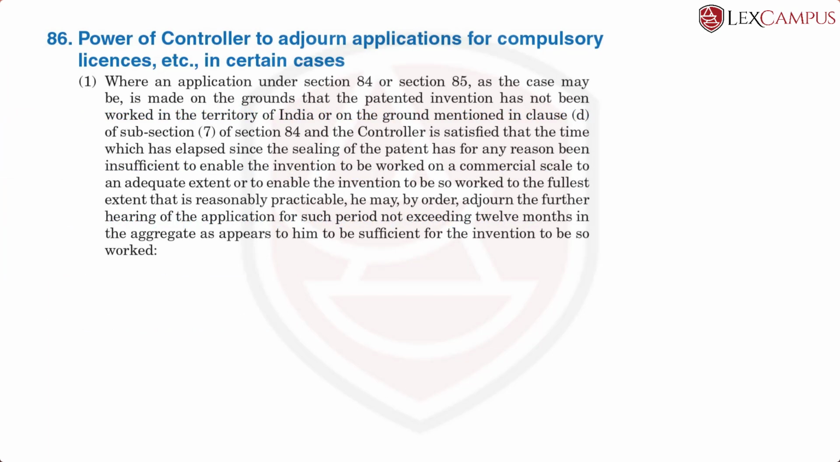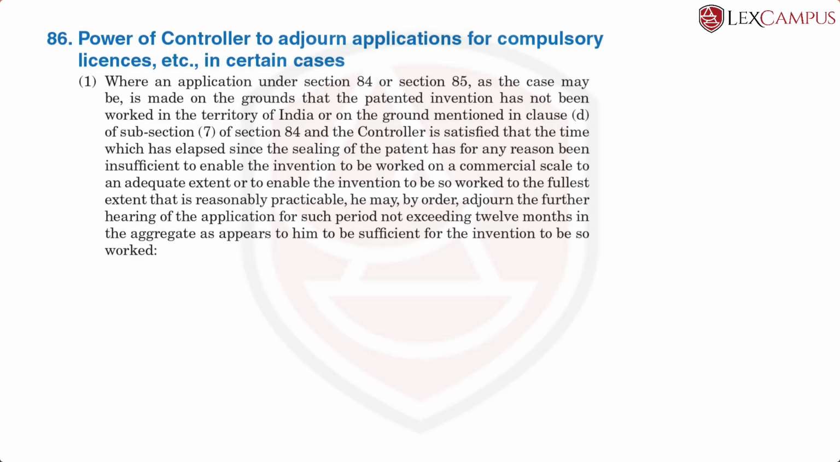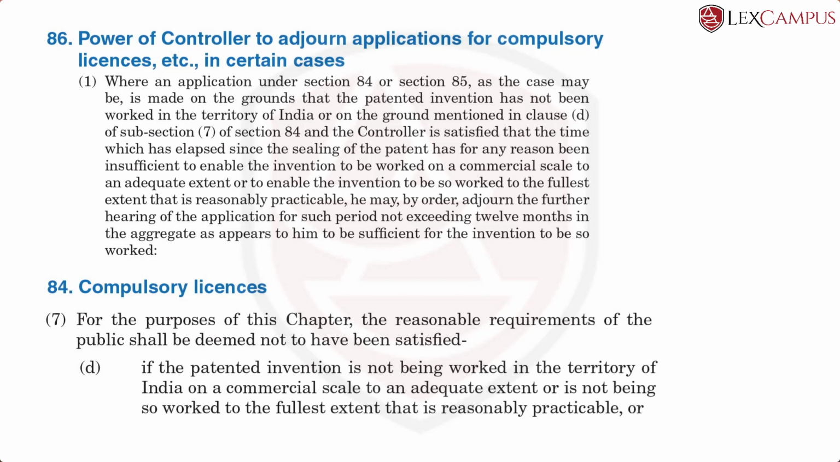86.1. Where an application under 84 or 85, as the case may be, is made on the ground that the patented invention is not worked within the territory of India, on the ground of clause D of subsection 7 of 84, and that the controller is satisfied at that time.